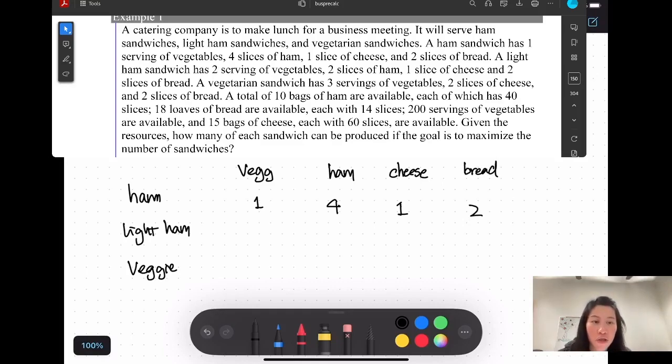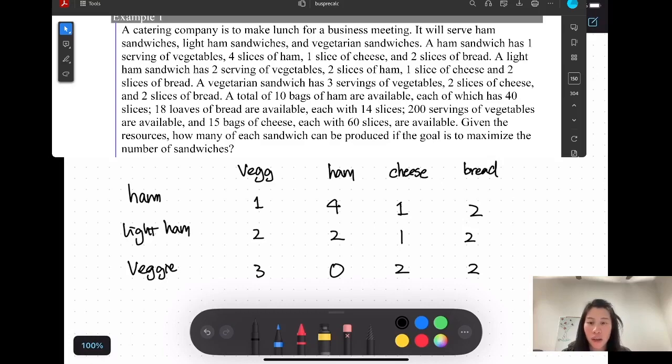So for the light sandwich, it contains 2 servings of vegetable, 2 servings of ham, and 1 slice of cheese and 2 slices of bread. For vegetarian sandwich, they contain 3 servings of vegetable and 2 slices of bread. Since they're vegetarian, the veggie sandwich doesn't have any ham.